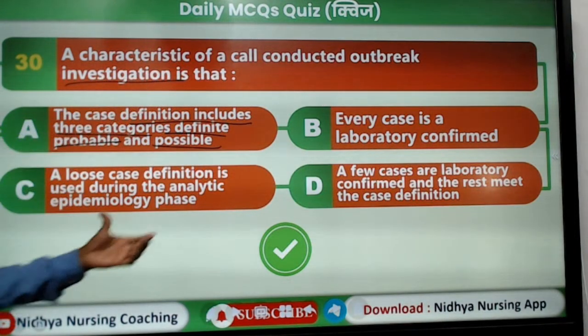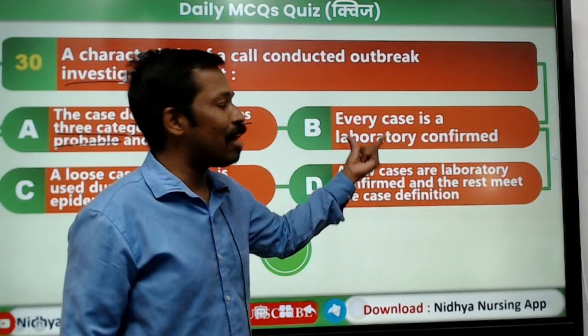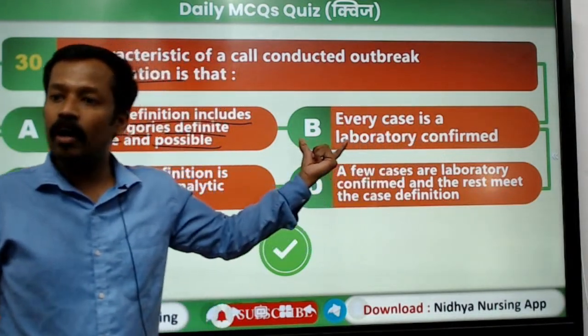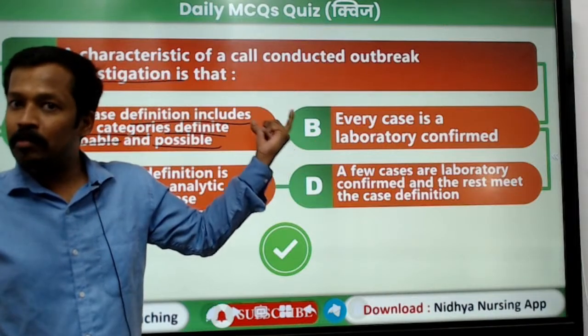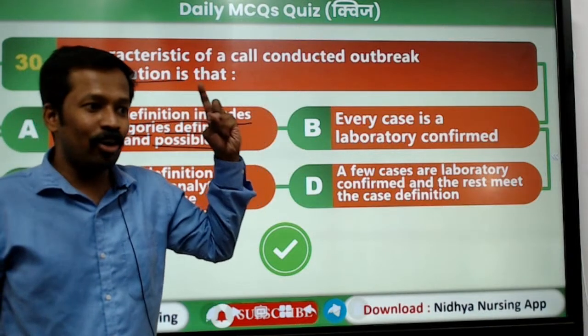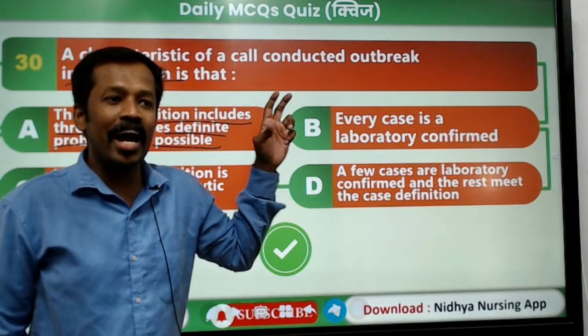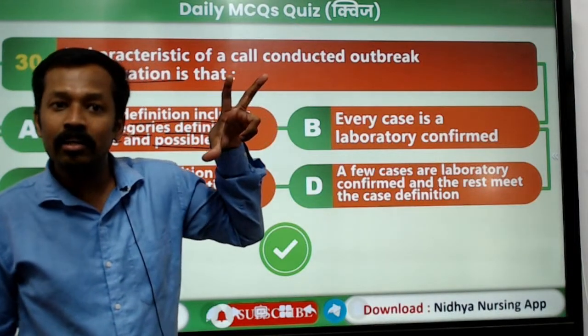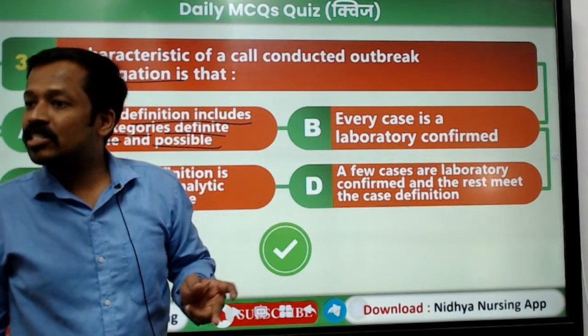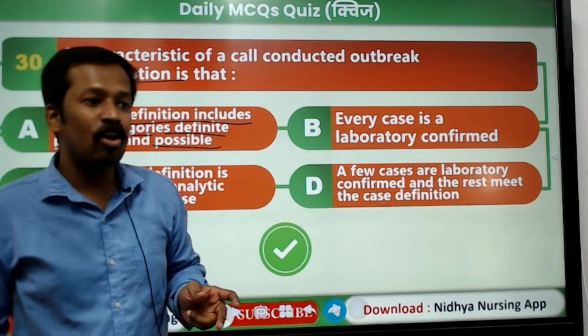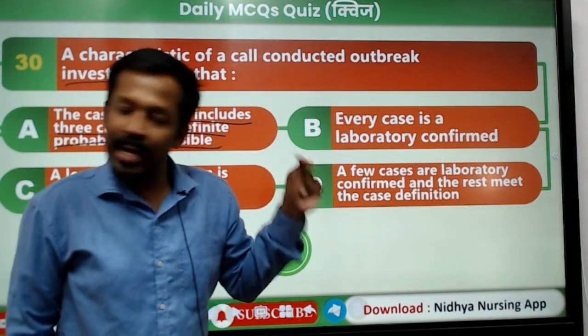Got it? Next, every case is a laboratory confirmed one. Do we have to do it or not? Did we do it or not? During corona, RT-PCR and rapid antigen tests, did we do them for everyone or not? Yes, fine.